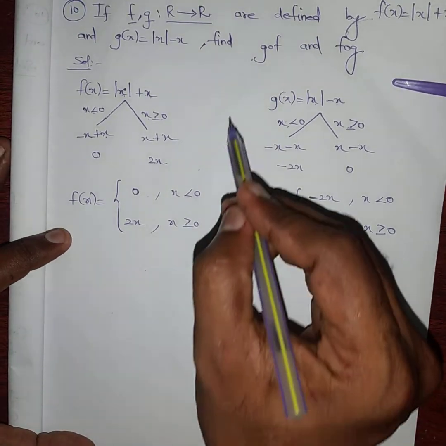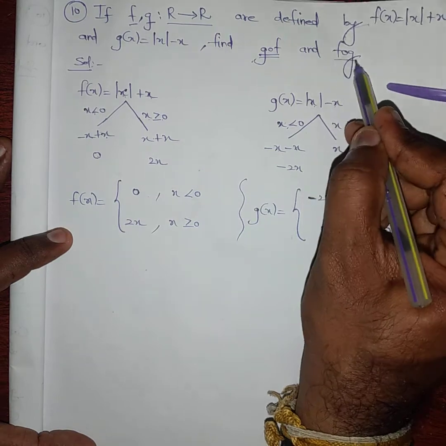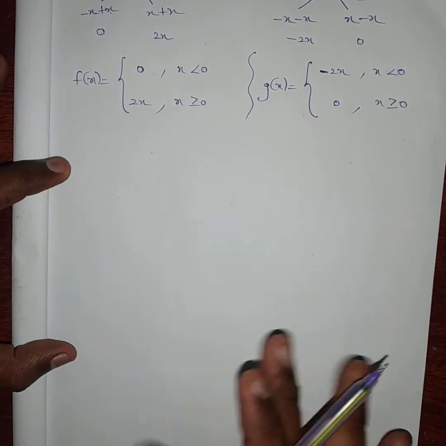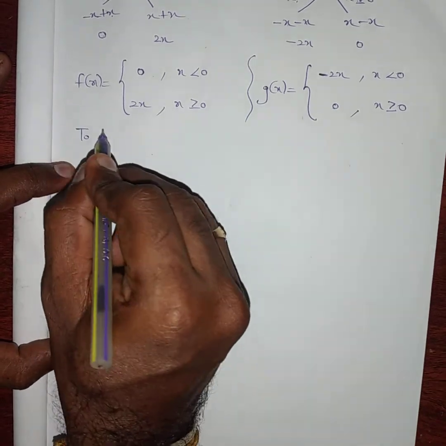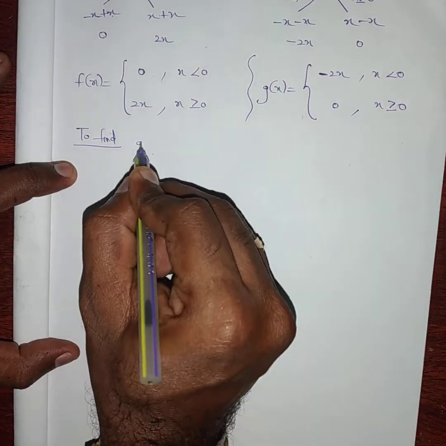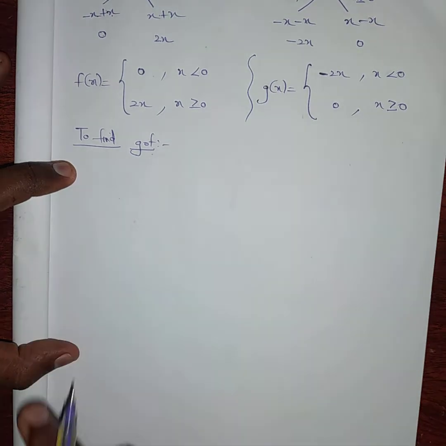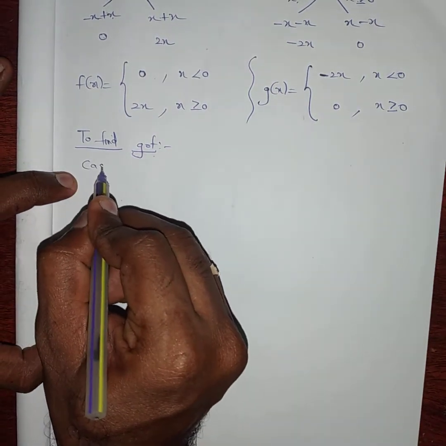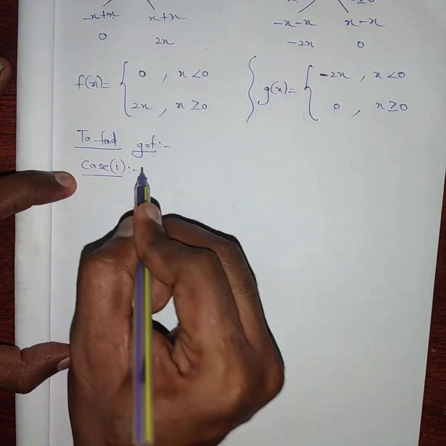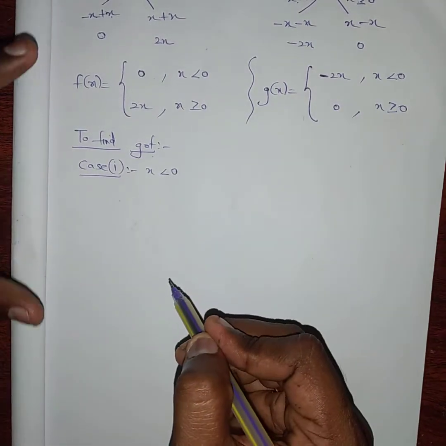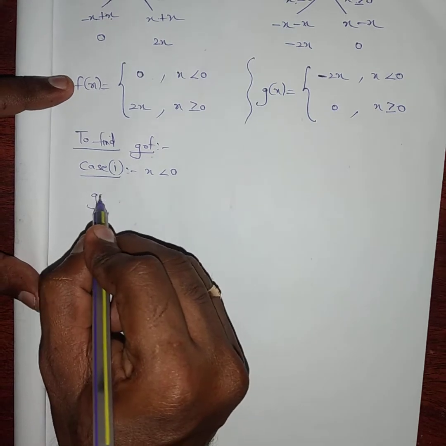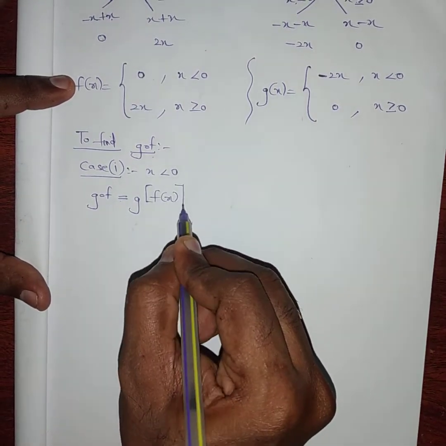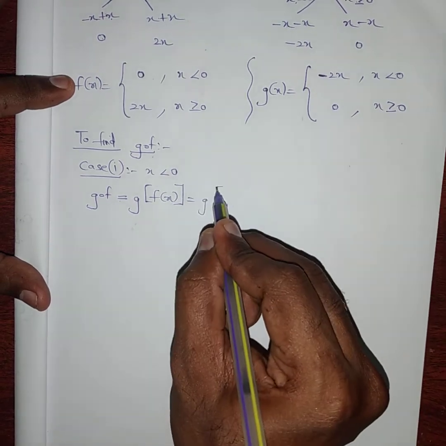So using this I need to find g composite f and f composite g. First I am going to find g composite f. For g composite f we have two conditions, case 1 and case 2. What is case 1? When x is less than 0. G composite f is nothing but g of f of x.